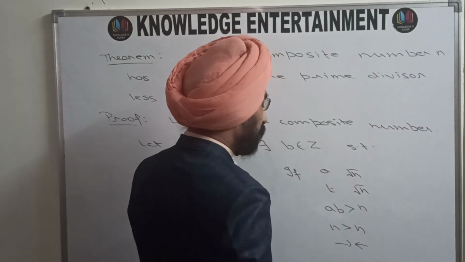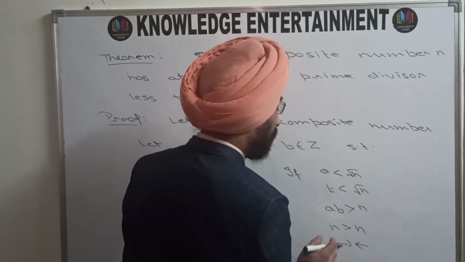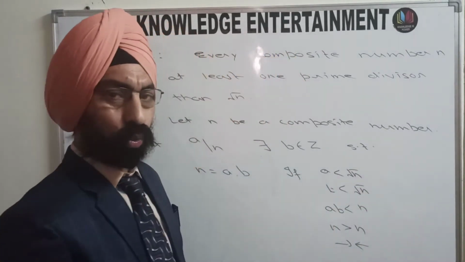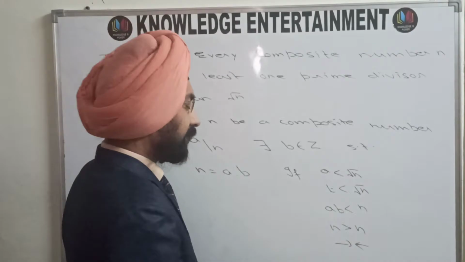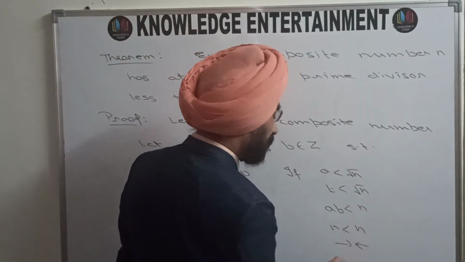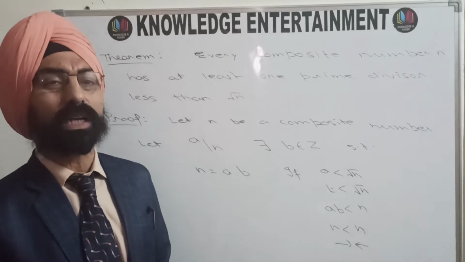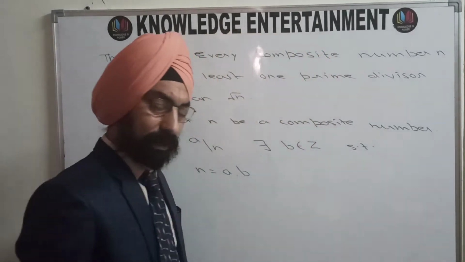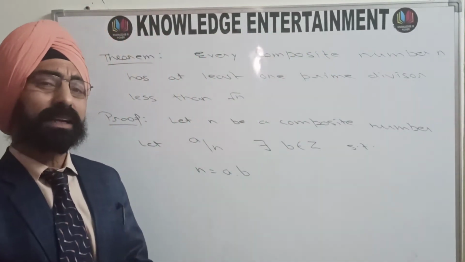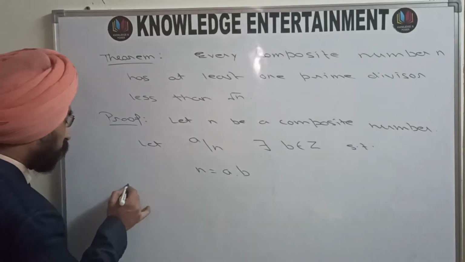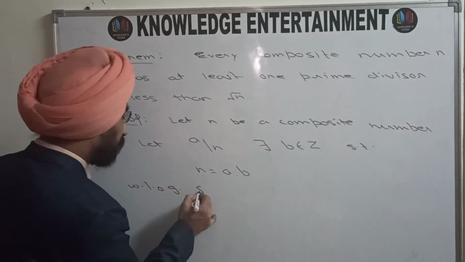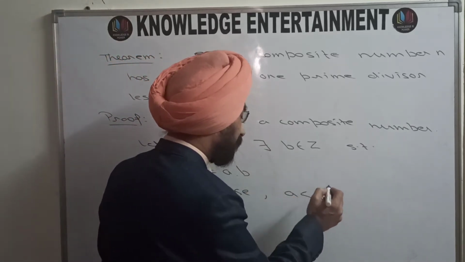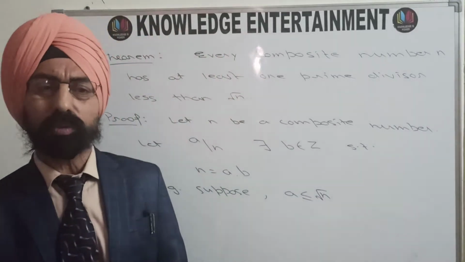Similarly, a and b cannot both be less than root n, because then their product will be less than n. That means n is less than n, which is also not possible, as no natural number is less than itself. So one thing is clear, that at least one of a and b is greater than root n and the other is less than root n. Without loss of generality, suppose a is less than or equal to root n.